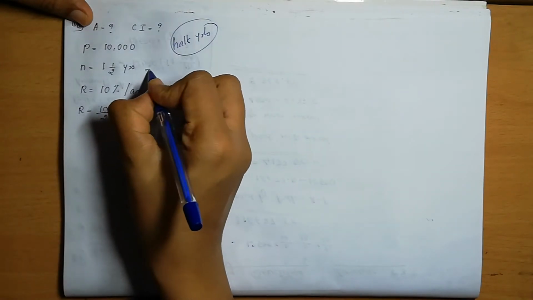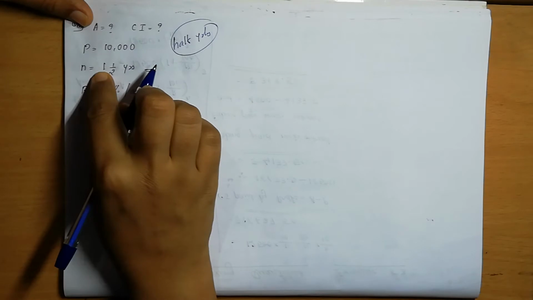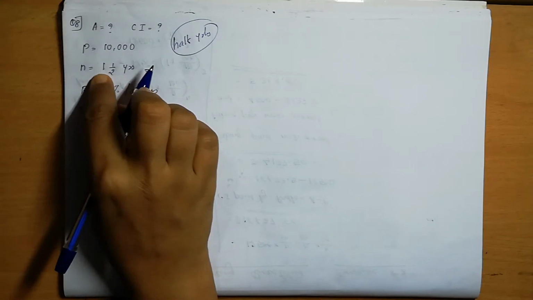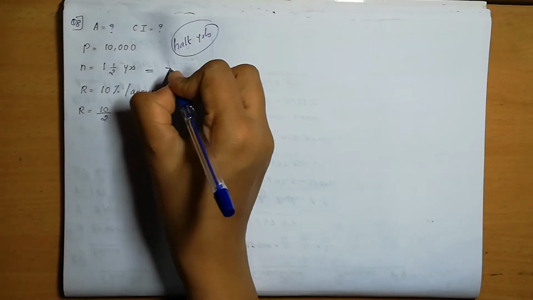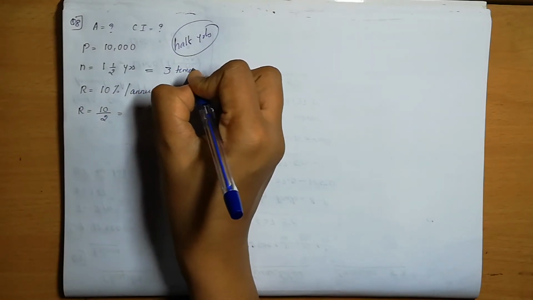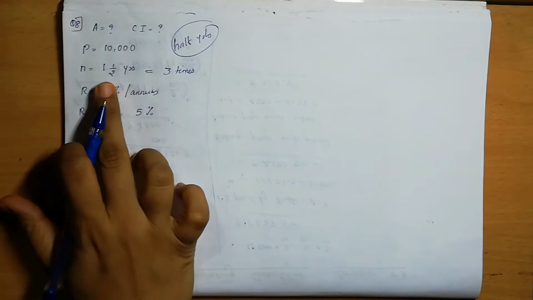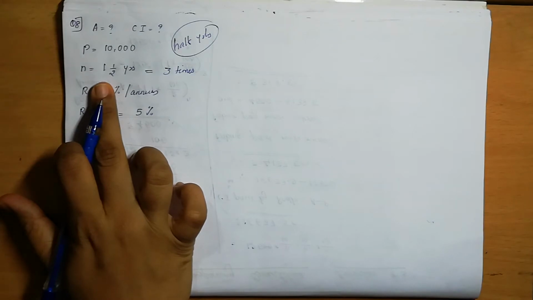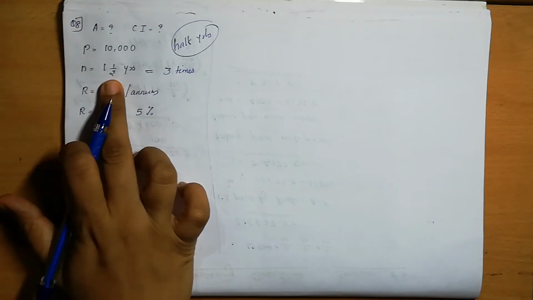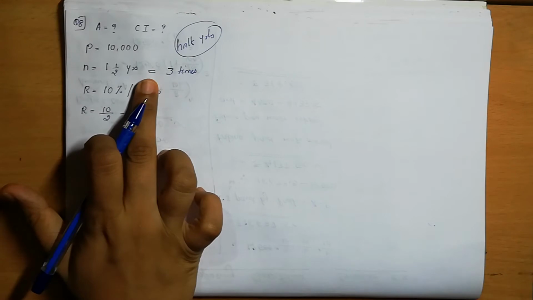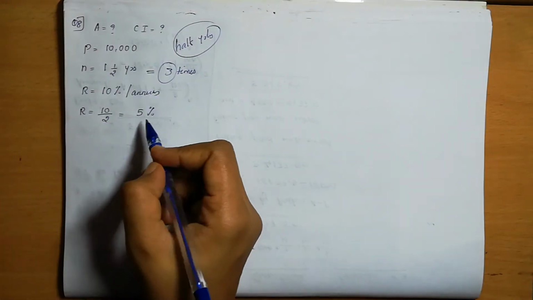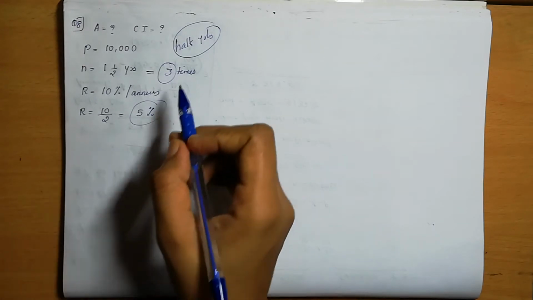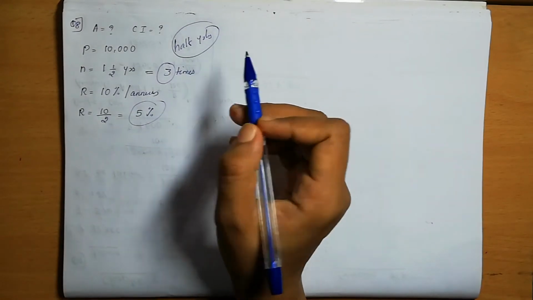So what is the term also? 1 year means 2 half years are there. Then how many times is interest calculating in 1.5 years? 3 times interest is calculating, correct? Half yearly means in 1 year 2 half years are there. Then with this half year, that means total 3 times they are calculating the interest. So N we need to take as 3 and the rate we need to take as 5%, because it is compounded half yearly.